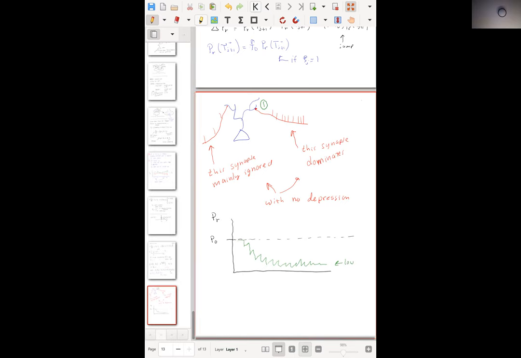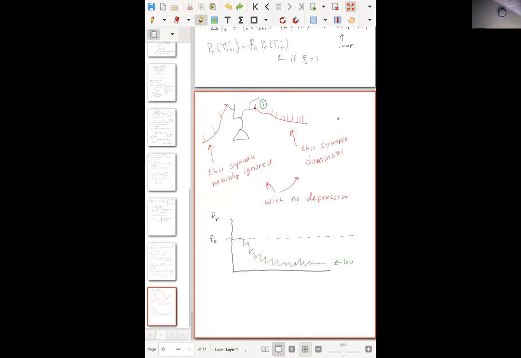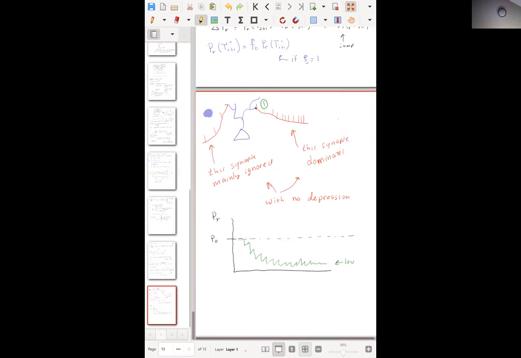And physically what's happening is the spikes are coming so fast that this readily releasable pool is depleted, right? It loses all its vesicles. So the release probability gets really low. Okay. So this synapse, on the other hand, we'll call this synapse number two. Basically, it doesn't spike very often, right? Okay, so its release probability is actually high.